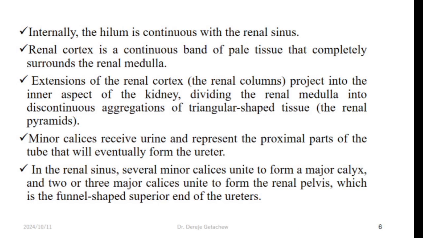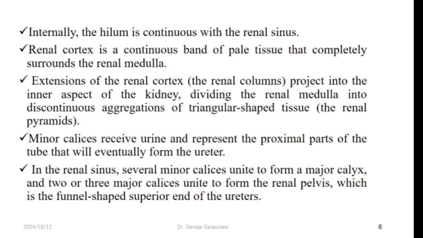Internally, the hilum of the kidney is continuous with the renal sinus, and the cortex is a continuous band of pale tissue that completely surrounds the renal medulla. This renal cortex extends into the inner aspect of the kidney, and these projections are known as renal columns. These renal columns divide the renal medulla into discontinuous aggregations of triangular shaped tissue that we already called pyramids.